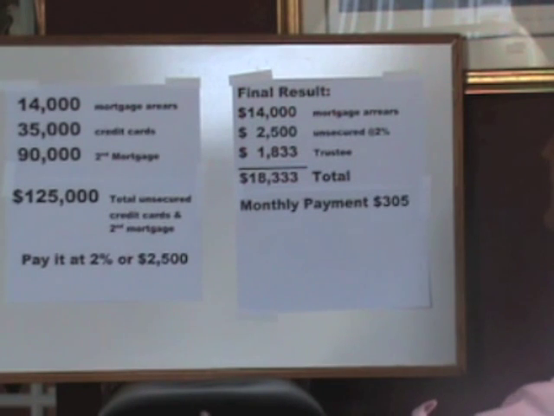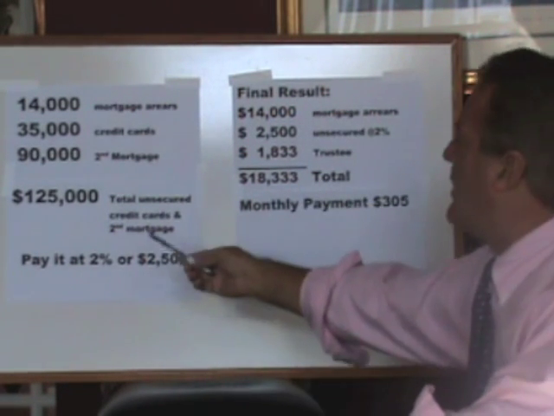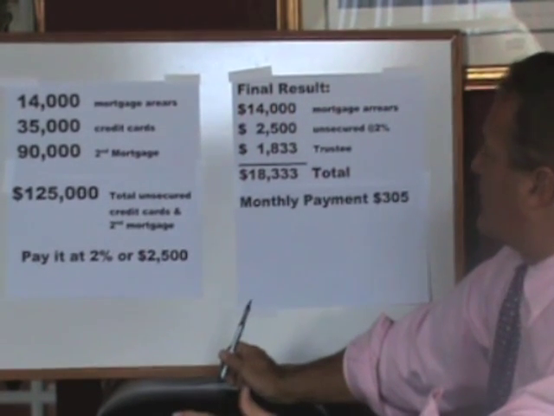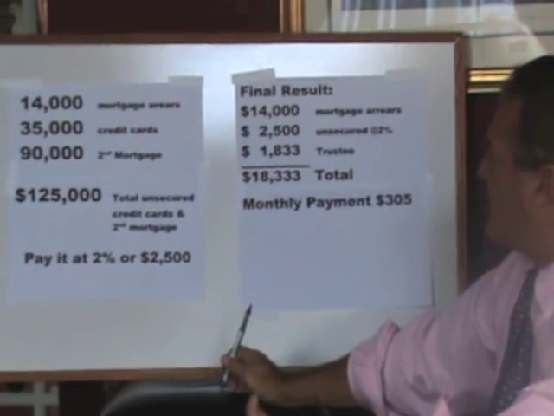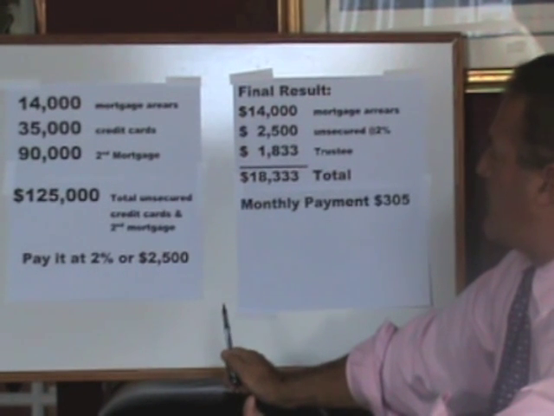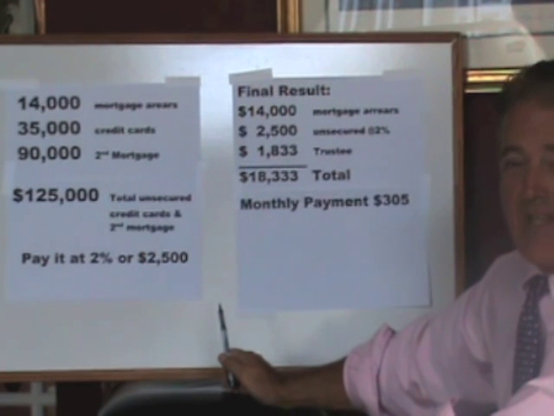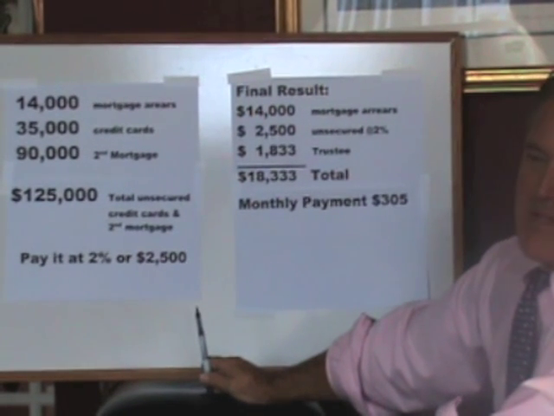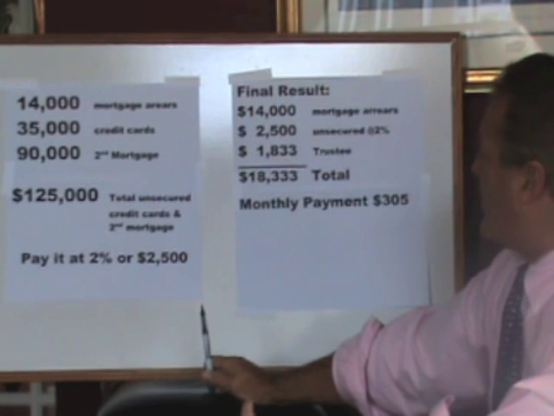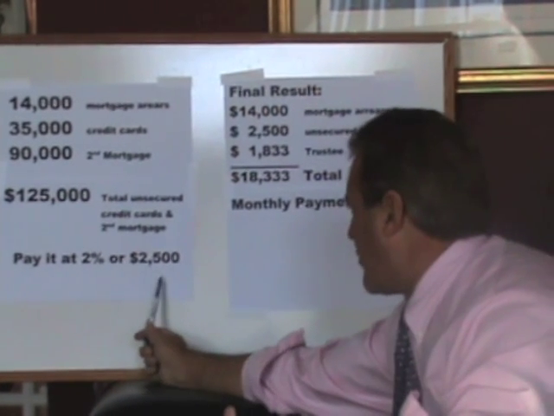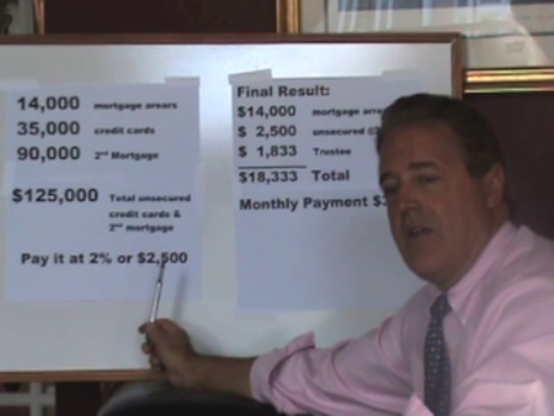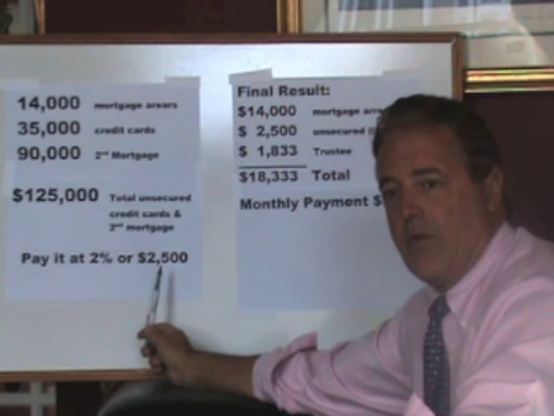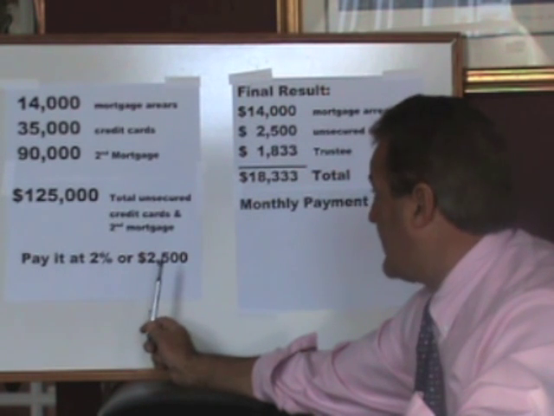In this particular example, we'll total it up: $125,000 in total unsecured, which includes the credit cards and the second mortgage. And in this particular case, we paid that through the plan at 2%. 2% of the total $125,000, and that's based on income and other circumstances. But in this case, 2%, or $2,500. So this is what they would pay back over 5 years: $2,500, no interest, no penalties.